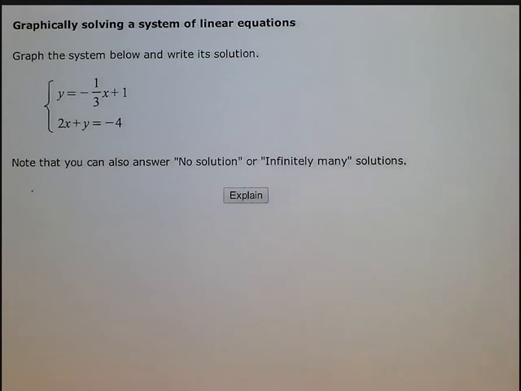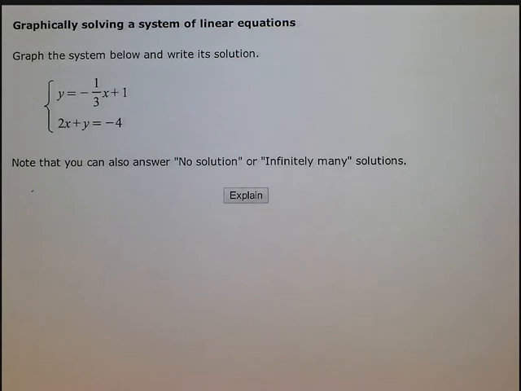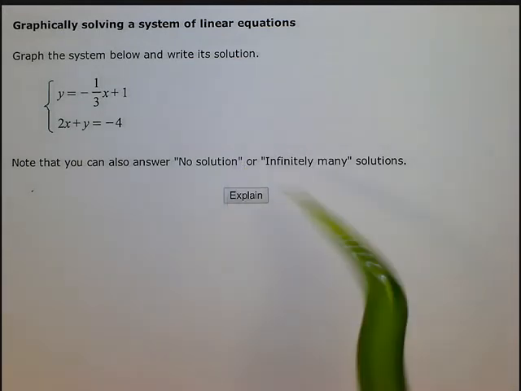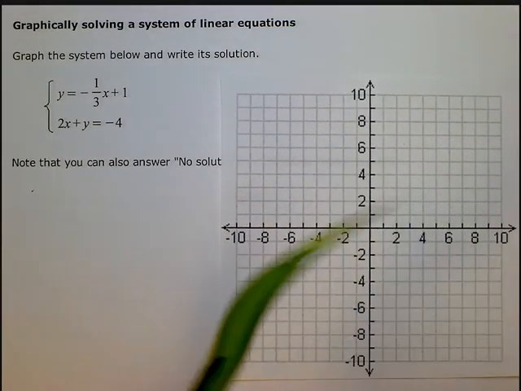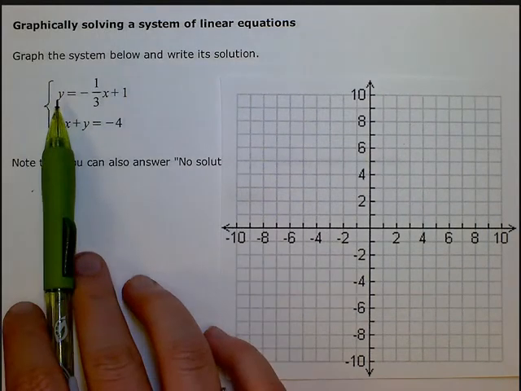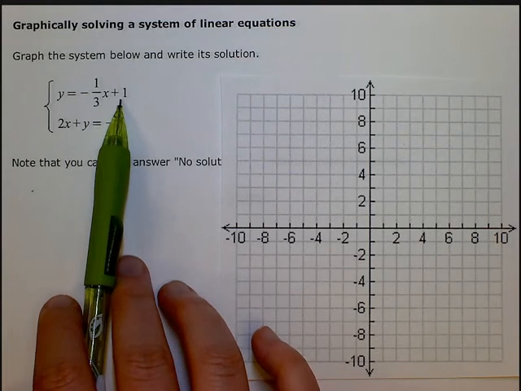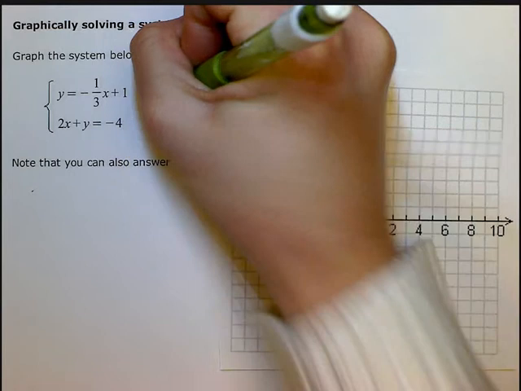Alright, so the goal here is to take both of these lines and plot them on a graph and find out where they cross, or if they don't cross, or if they're the same line. Okay, so here's my graph that I'm going to use, but before I can graph, I have to consider how these equations are given to me. The first one I see is in y equals mx plus b form, or slope-intercept form, which means I'm going to be able to take the slope and the intercept right out of the equation.